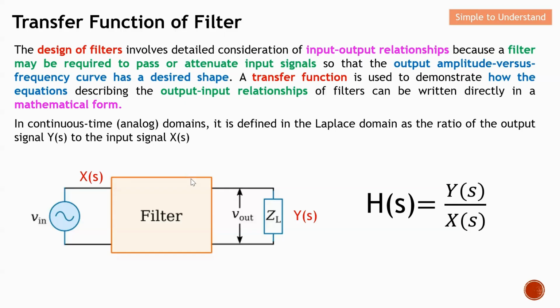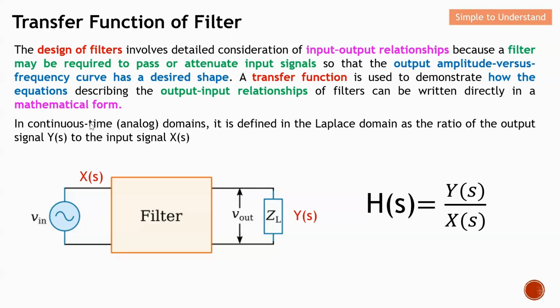Why is this important? Because at the output of the filter, we want a certain response. For example, we want the output amplitude versus frequency curve to have some desired shape, whether it is a low pass, high pass, or band pass filter. So in order to achieve this, we require the filter to either pass or attenuate the input signal so as to achieve the final desired shape at the output of the filter.